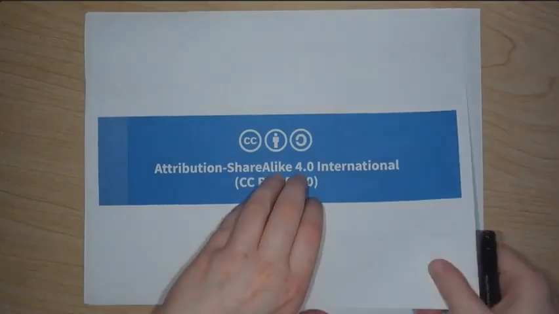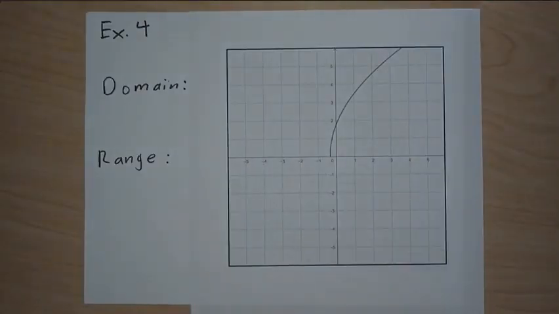This is example 4 for lab 7. We want to find the domain and range of the following graph. The domain is going to be the x values and the range is going to be the y values.